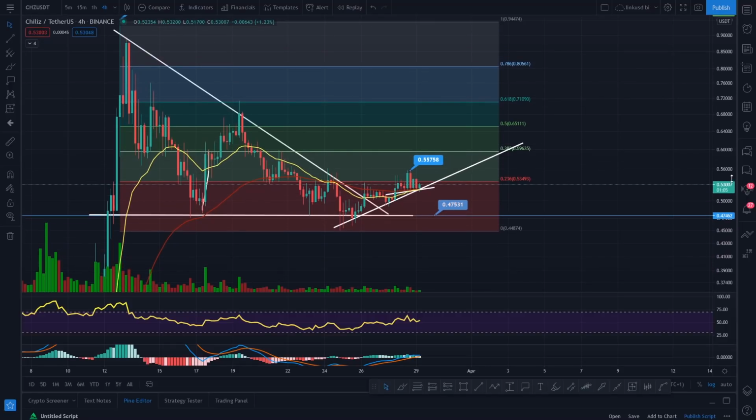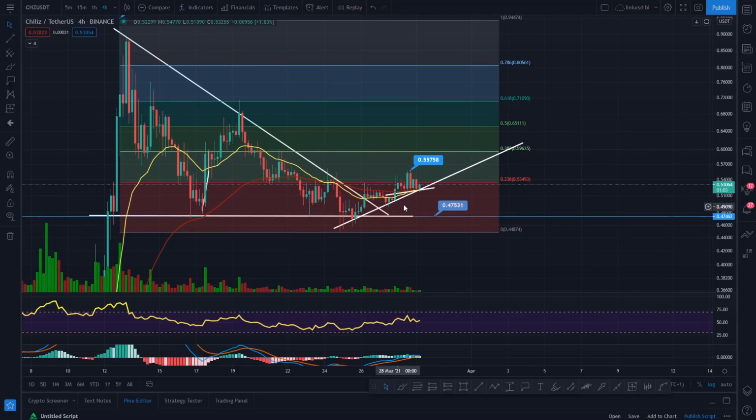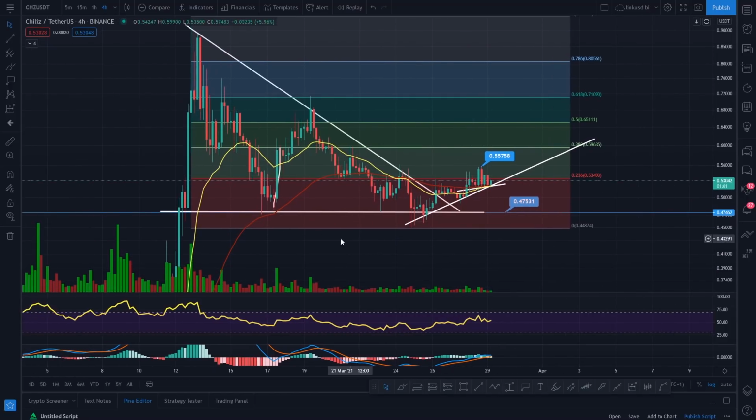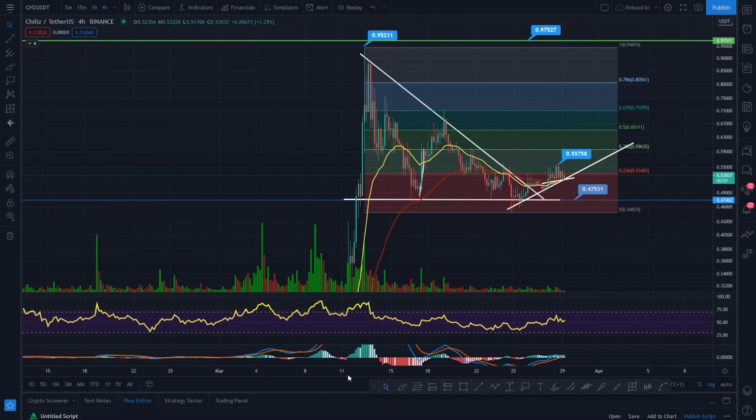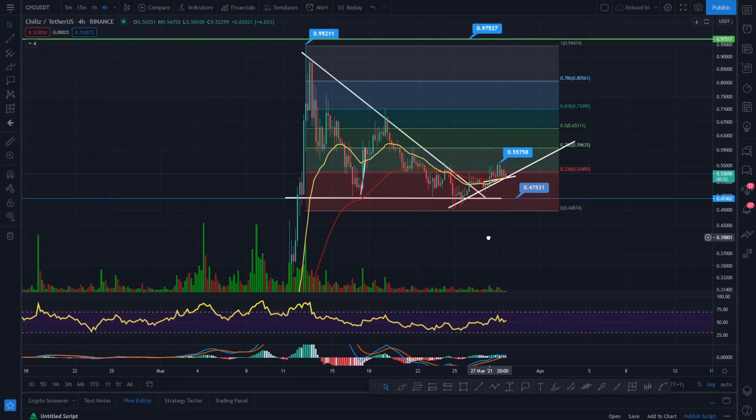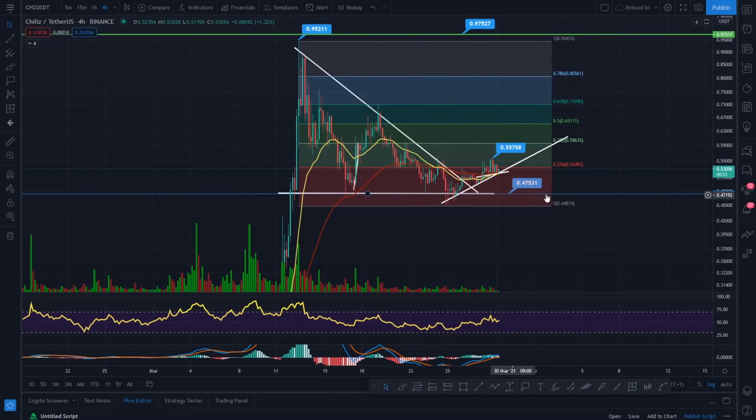So again, I've given you some breakdown targets there and some levels of resistance and support, but I do want to show you another pattern, because we want to be thorough in this channel and deliver as much information to you as possible. If CHILIZ was to start losing that particular level of support right now, that could actually be quite bad for CHILIZ, for obvious reasons.